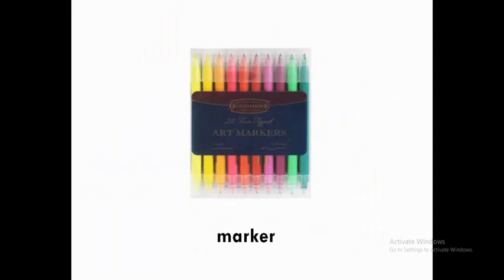First of all, we are going to review the flashcards that I have prepared for you. First of all, we have marker. Markers. Marker is a kind of pen with a thick point made with different colors that we use to write or draw. For example, color the sky with the blue marker.